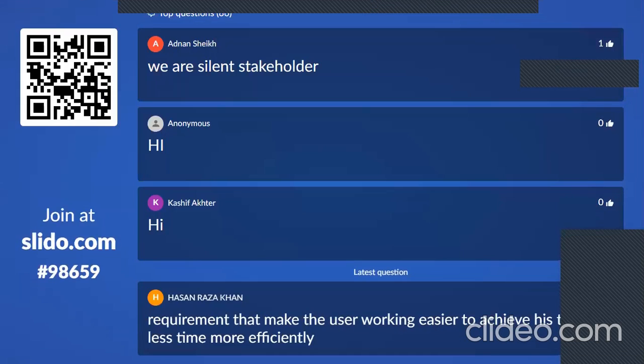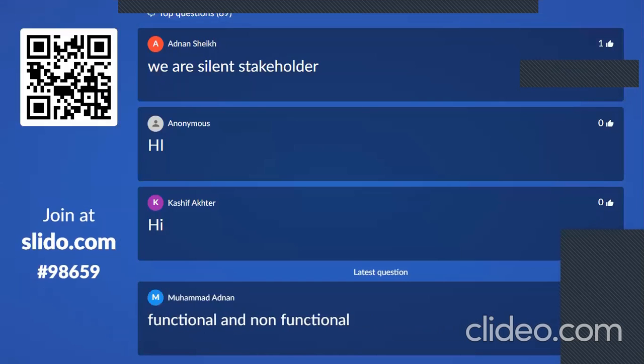Okay. Performance requirement that makes the user's work easier. Yes. Technical requirement, functional and non-functional again. Yes. Domain requirement, functional requirements. Yes.